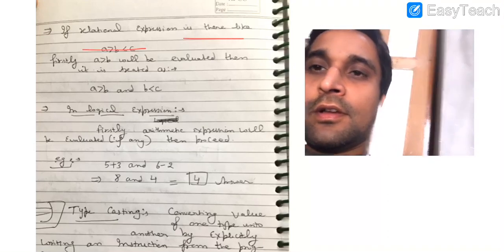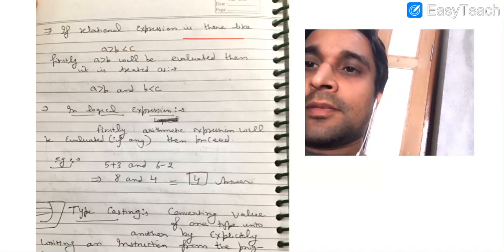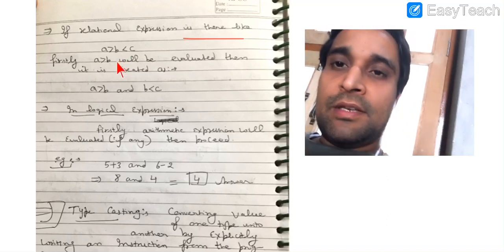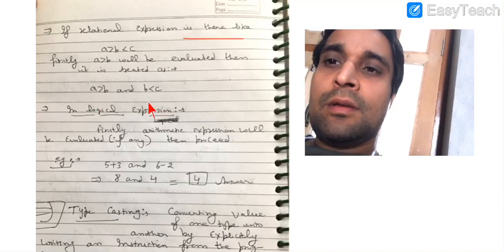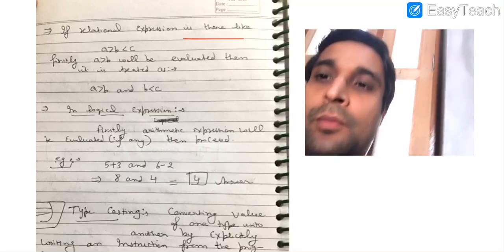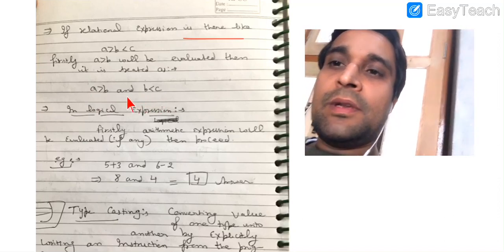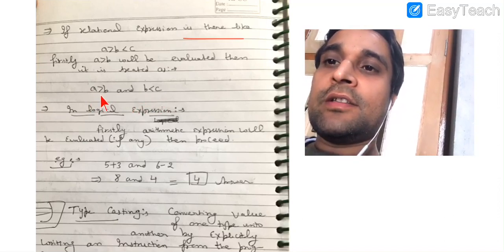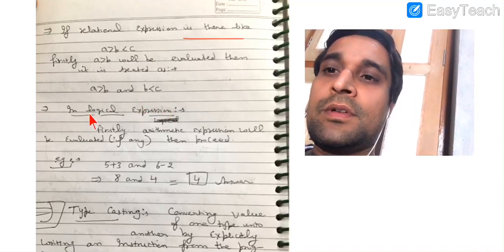Now let us discuss relational expressions. Suppose we have a relational expression like a greater than b less than c. It will be divided into two parts, a greater than b and b less than c. Both these parts will be evaluated separately, and thereafter the AND operation will be performed. It means we will evaluate a greater than b, we will evaluate b less than c, and then on their results the AND operation will be performed.